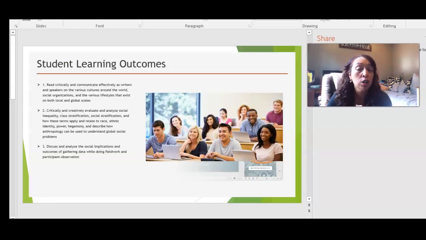All right. We also want to understand our student learning objectives. What are some of these outcomes that we're going to get out of this particular chapter? First, to read critically and communicate effectively as writers and speakers on the various cultures around the world, both local and global. Second, to critically and creatively evaluate and analyze certain issues like social stratification and race and ethnic identity, and all of these things in terms of global social problems. Third, we're going to discuss and analyze some of the social implications, some of the pros and cons of gathering data and doing fieldwork and participant observation.